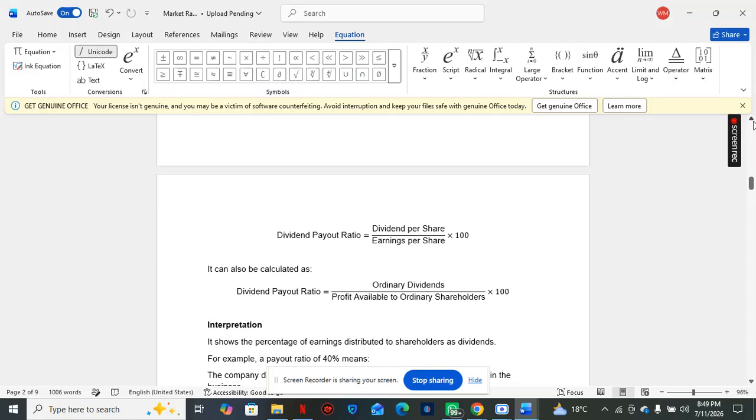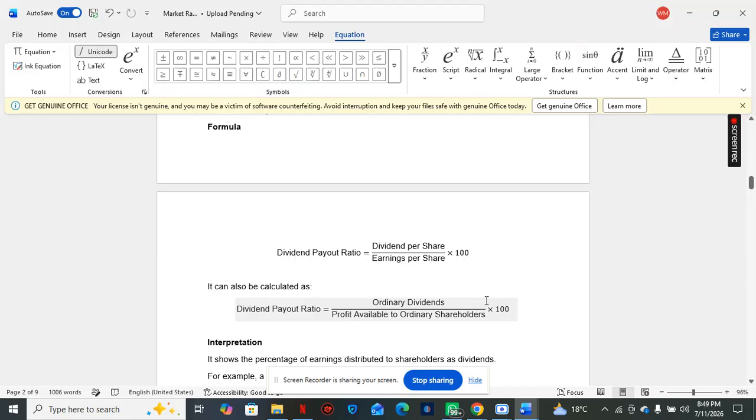Okay, the dividend payout ratio. Basically, what this ratio is telling us is that out of the net profit the company has got, what percentage is going out to pay dividends? Out of the profit that the company is getting, what percentage is going to shareholders?